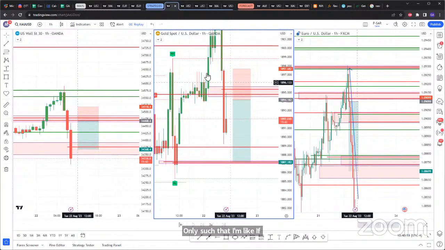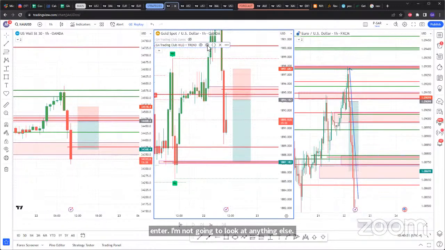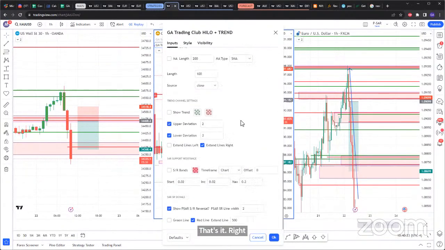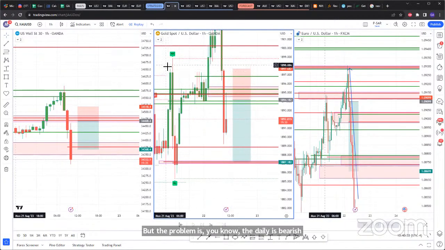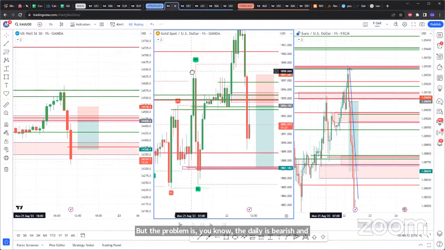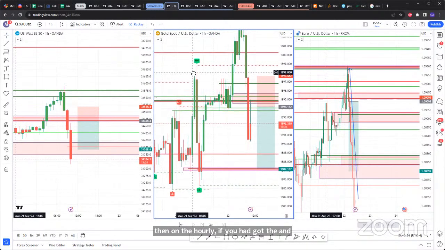That's it, right? Yeah, basically, you wouldn't care about the buy, really. But the thing is, if you really wanted to trade the buy, the problem is the daily is bearish, and then on the hourly, if you had the green SAR and a few candle closures above, it's confusing. So you wouldn't take that trade, innit? Yeah, for me, I wouldn't.